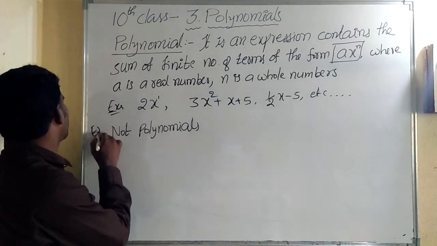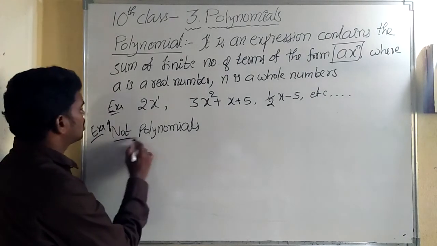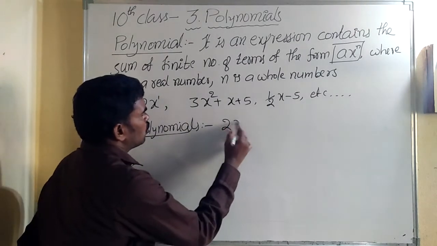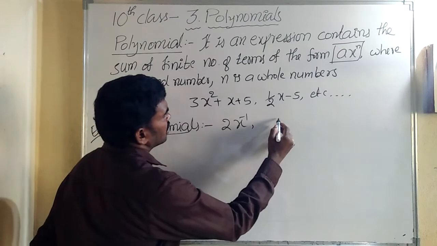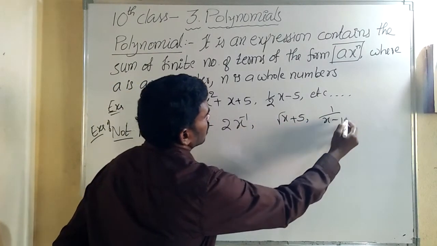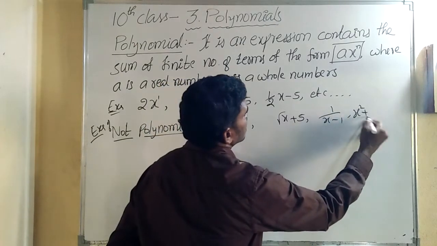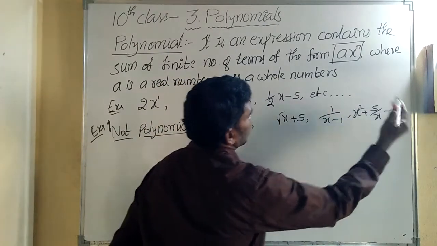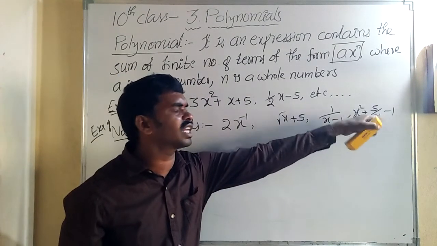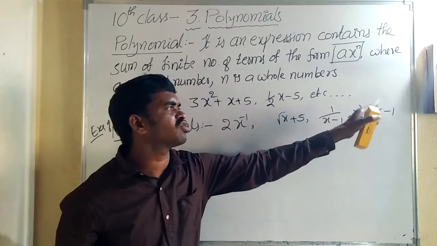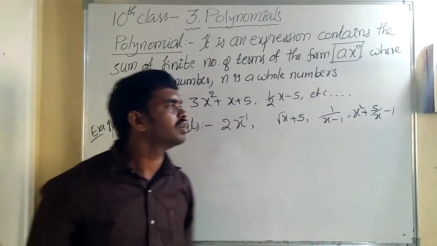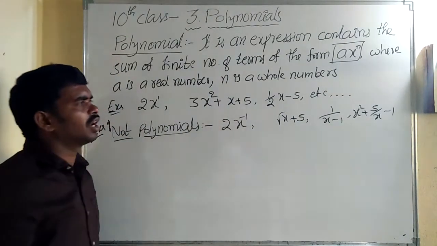Examples of not polynomials. So tell me: 2x power minus 1, root x plus 5, 1 by x minus 1, x square plus 5 by x minus 1, and so on. Here 1 by x is nothing but x power minus 1. So it involves x power minus 1, that's why it is not a polynomial, even though it has x square. These are the not polynomials.